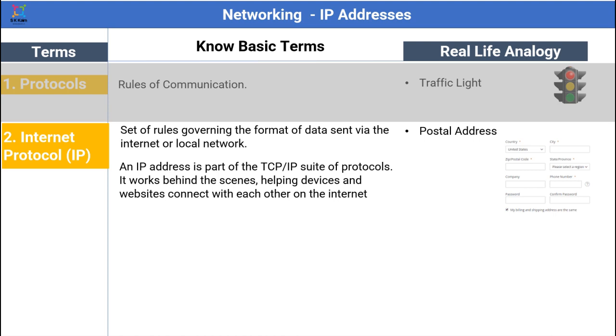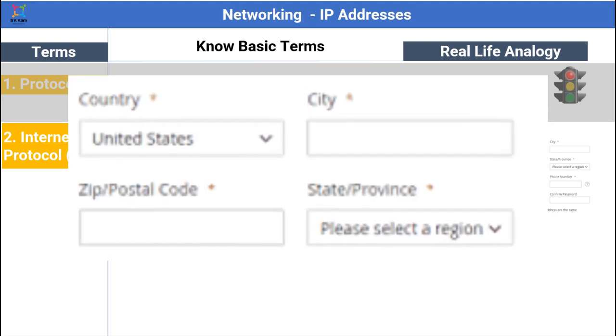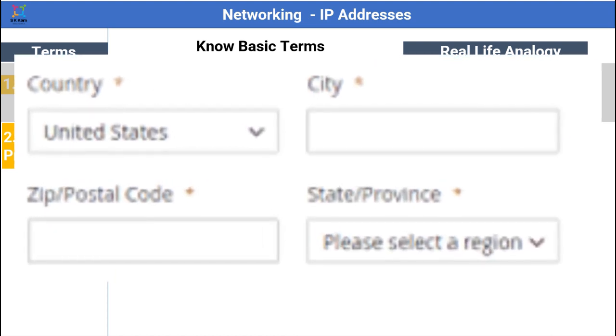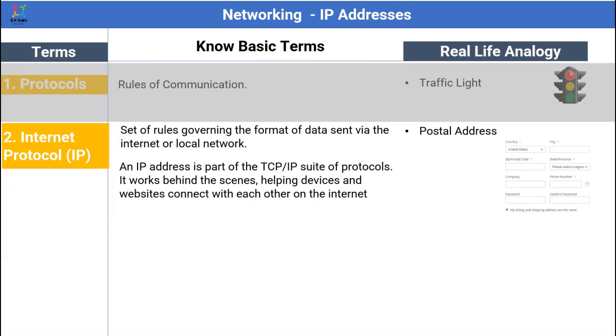A real life analogy for the IP address can be your postal address. An IP address is also an address, and a postal address is also an address, which means that it identifies where you are located. In real life, suppose you want to deliver a parcel to a particular person, then you must specify the complete postal address of that person on the parcel. Otherwise, that parcel cannot be delivered, or it may be delivered to the wrong person.